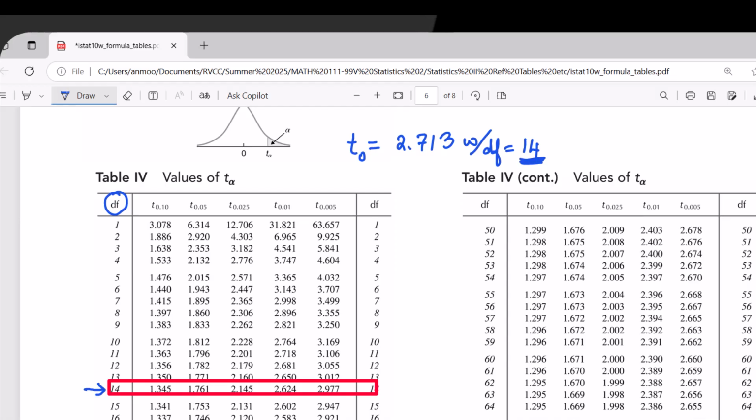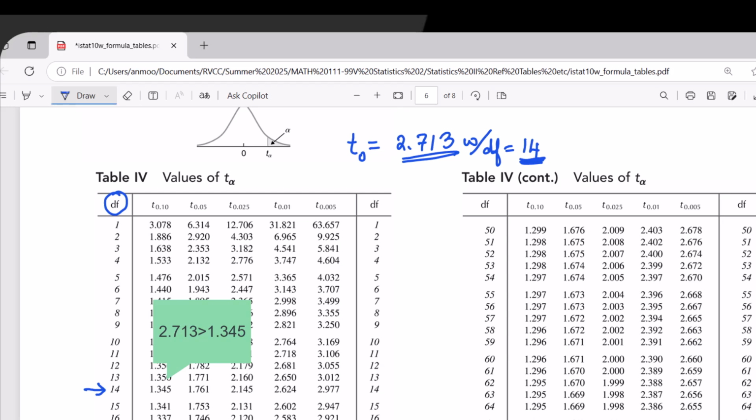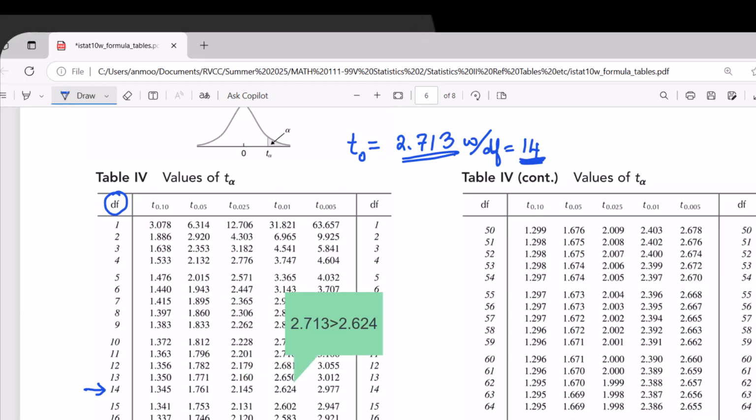And now I'm going to go through this row looking for 2.713. That's our t-value. So we have the first one being 1.345. Well, 2.713 is greater than that. So look to the next column, 1.761. 2.713 is even greater than that. Then the next one is 2.145. So this is not it. Next is 2.624. And then after that, we have 2.977.